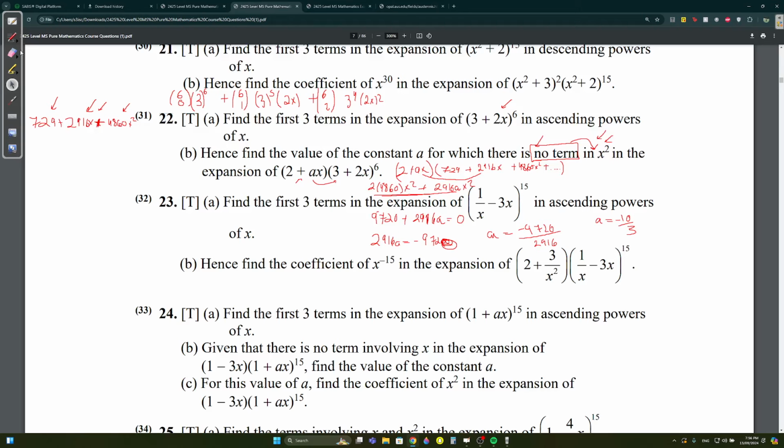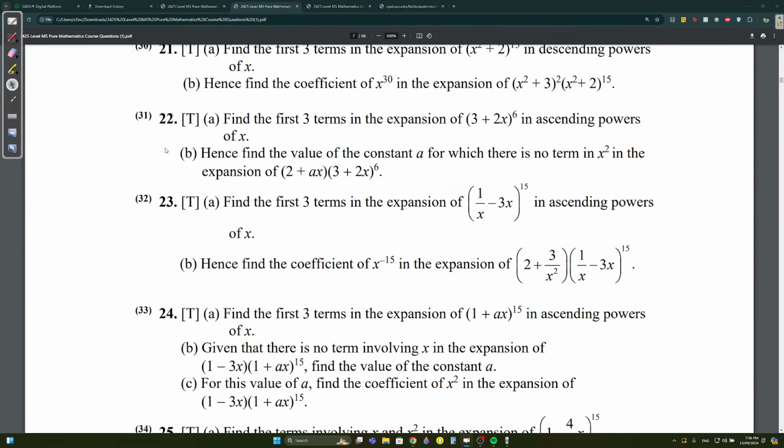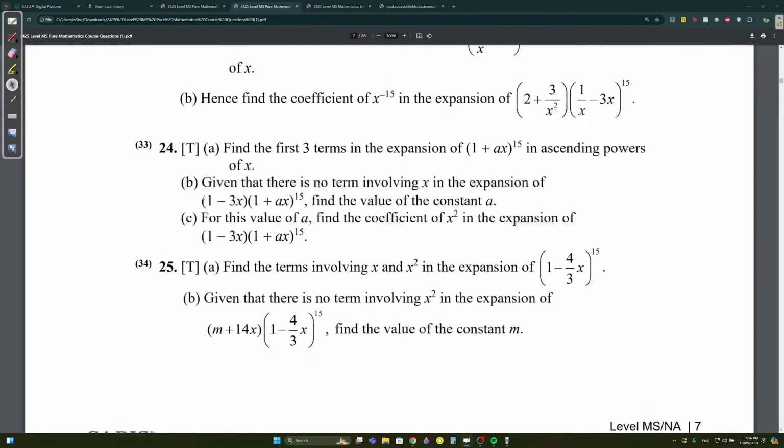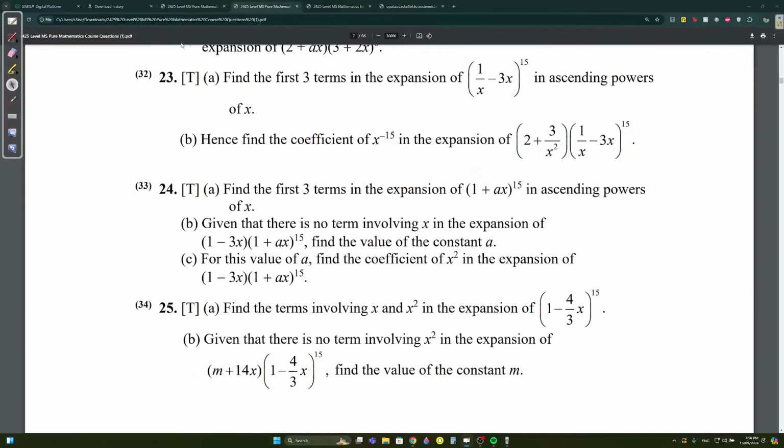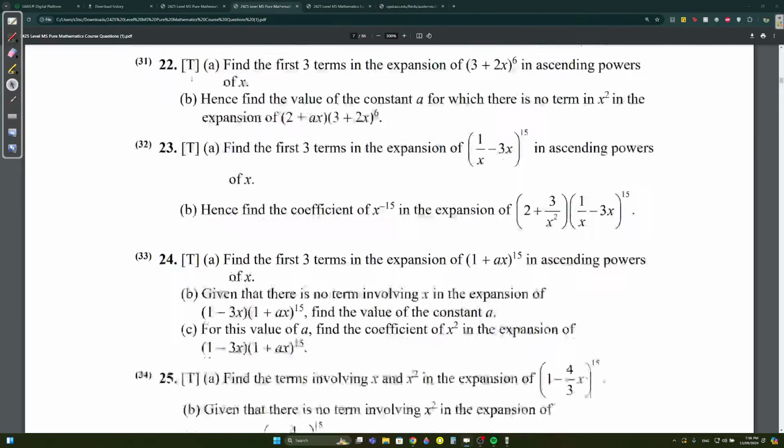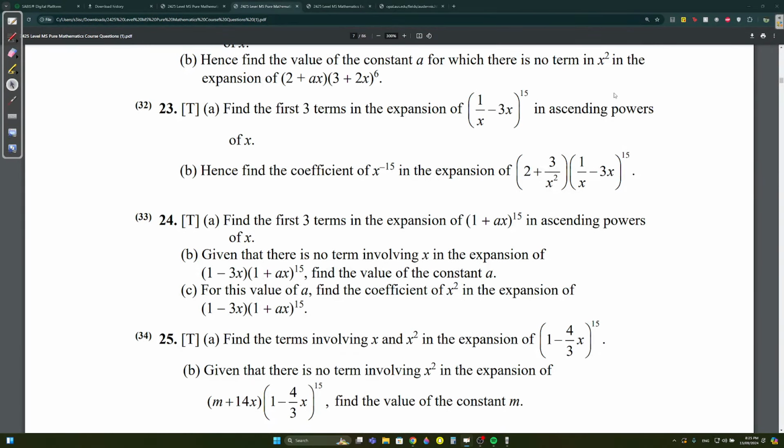Oh my God. Are they all just the same question? Okay, we'll finish. I'm not going to stop complaining. Okay. So this one we just expand normally. Yeah, they only want the first three terms, just like every other question.